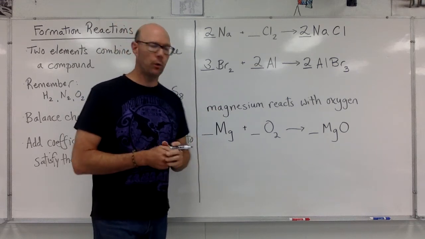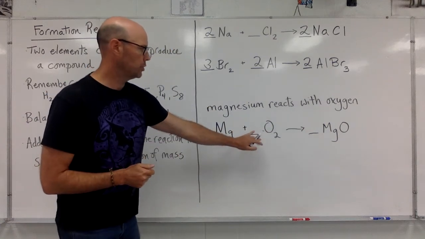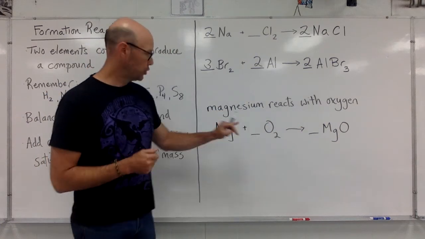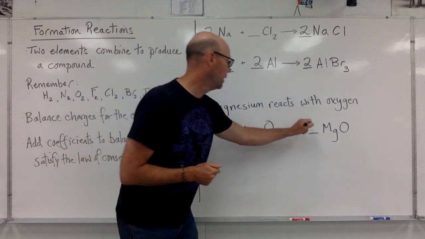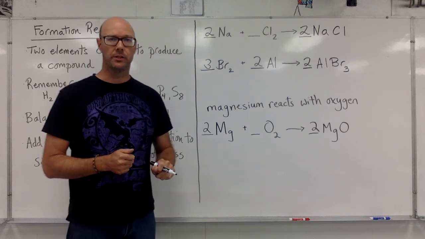Now I need to balance the equation. 1 magnesium, 1, seems okay. O2, there's 2 oxygens here, only 1 over there. Put that 2 in, and also balance the magnesium.